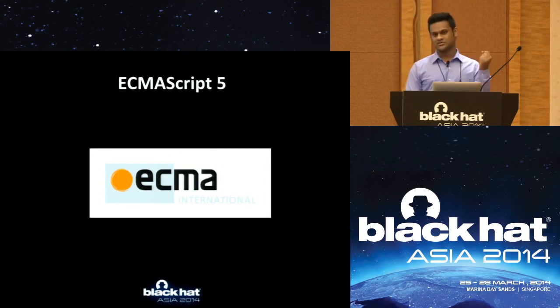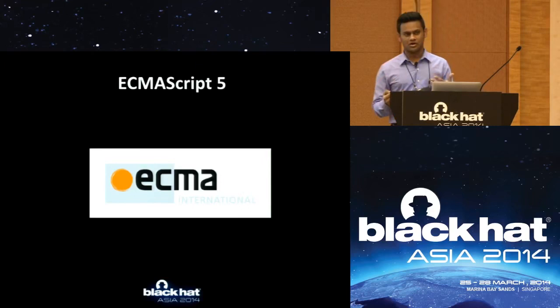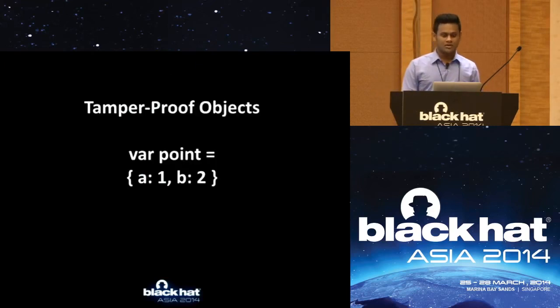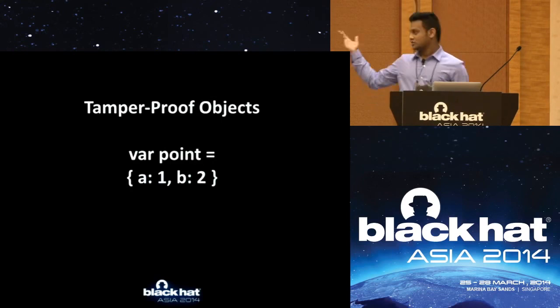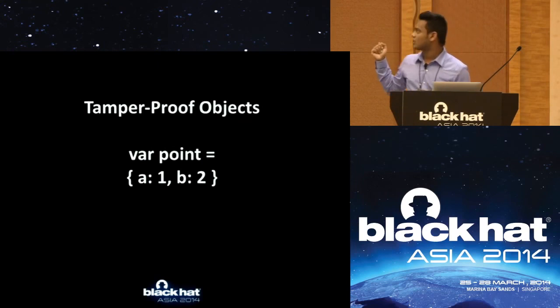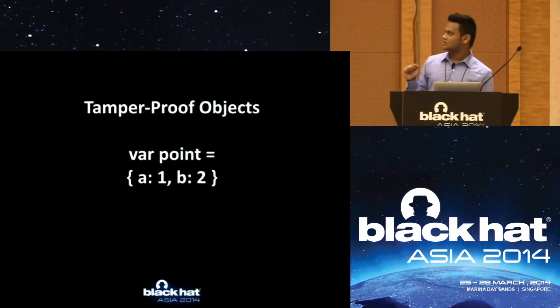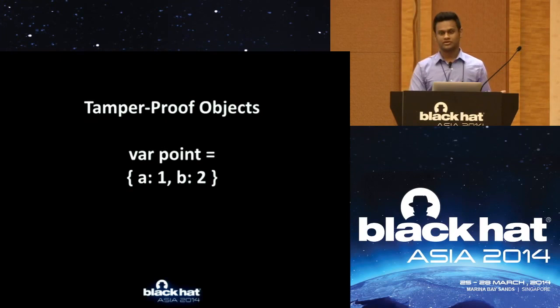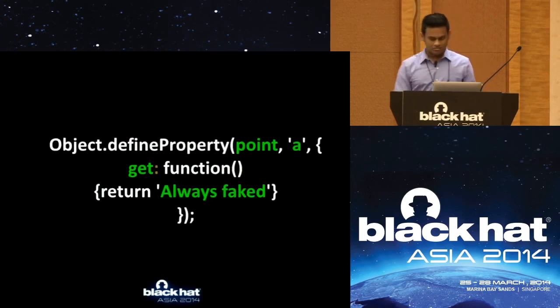And the ECMAScript 5 specification gave a few additions to how an object would actually be treated, right? So if you have an object, say point, this is how you define an object in the JavaScript world. You have a point, and you have a as a property with its value as 1, b as another property with value 2. So if you have an object, how can you tamper-proof it? One of the additions of ECMAScript 5 is something known as Object.defineProperty.